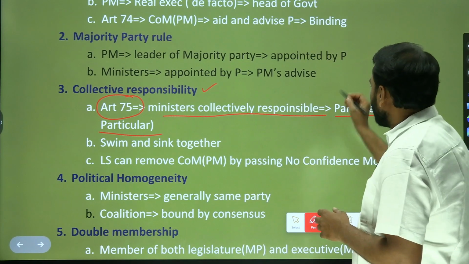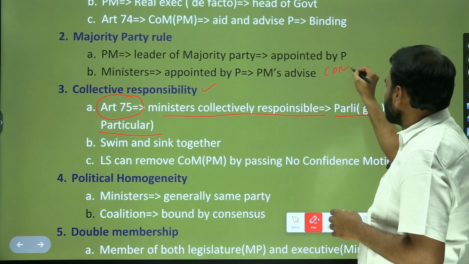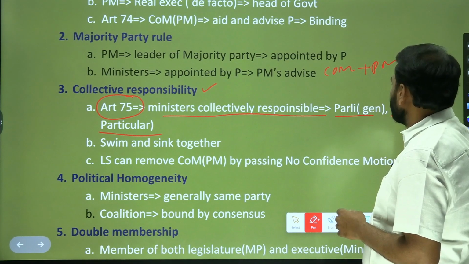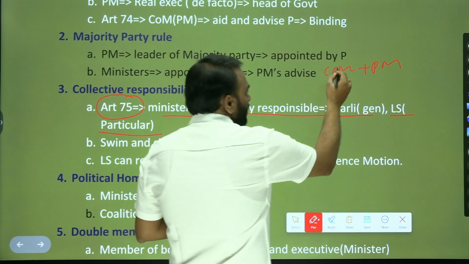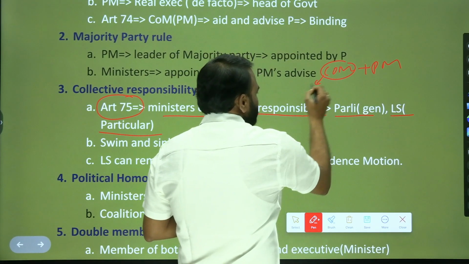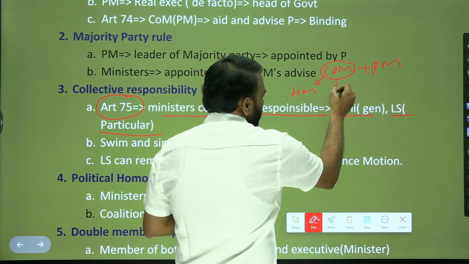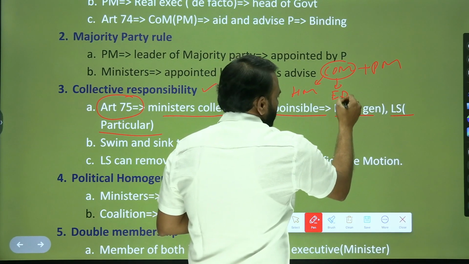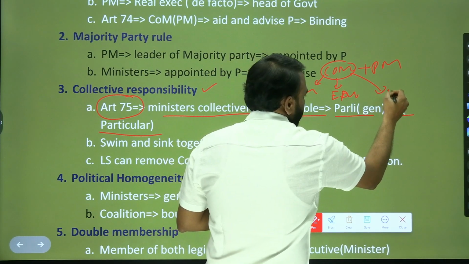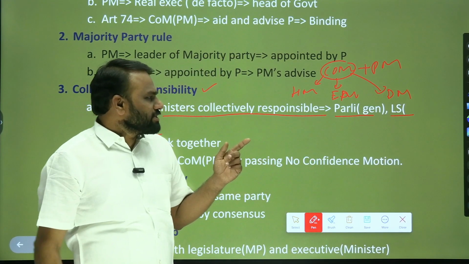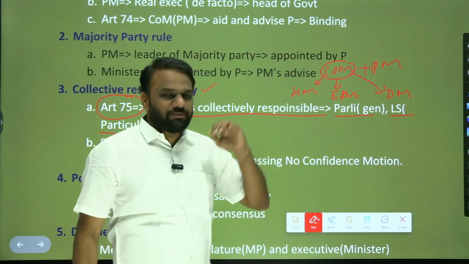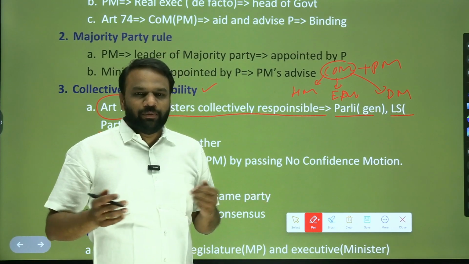We know that the Council of Ministers plus the Prime Minister is the central executive. Now, the Council of Ministers consists of many ministers. Let us assume Home Minister, Education Minister, Defense Minister. I took only three ministers as examples. We have a total of close to 52 ministries.